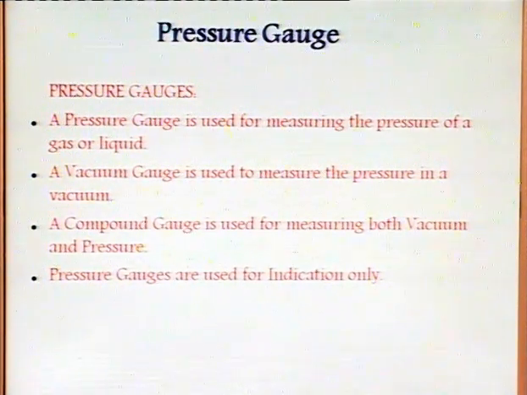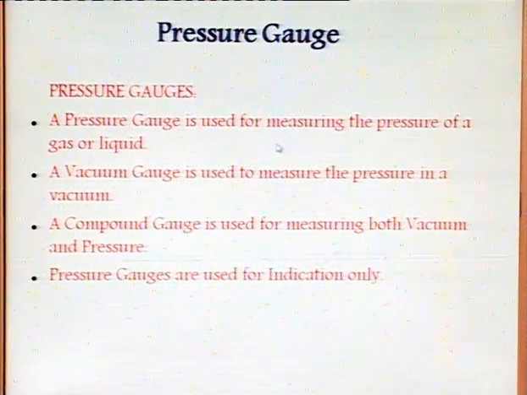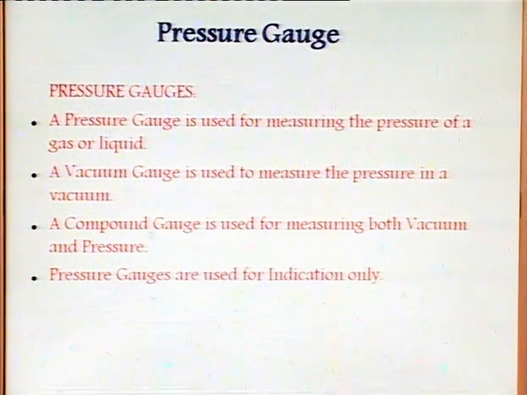Next, pressure measurement. Pressure measuring instruments are called pressure gauges. A pressure gauge is used for measuring the pressure of a gas or a liquid. A vacuum gauge is used to measure the pressure in a vacuum. A compound gauge is used for measuring both vacuum and pressure, and pressure gauges are used for indication only, that is, whether there is less pressure or more pressure.